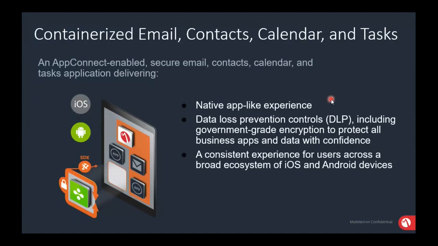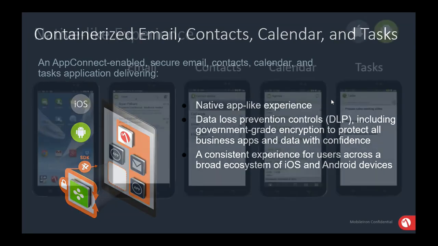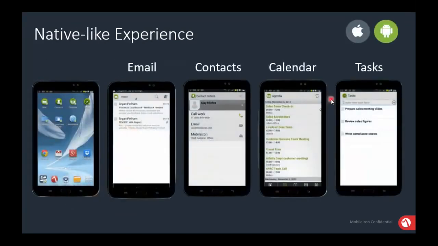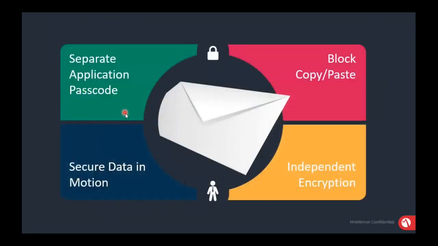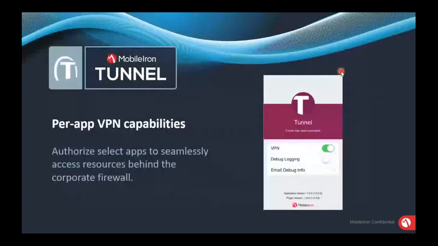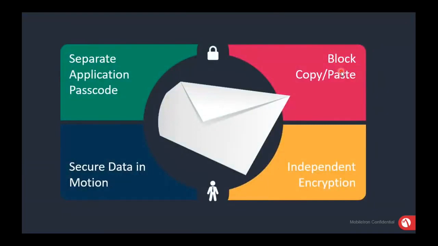Email+ is a secure email application for accessing email. It has a native experience, syncing contacts, calendars, and tasks, and it has the DLP features enabled. This is how it looks on Android. You have email, contacts, calendars, and tasks, and a separate application passcode like any other AppConnect app, with independent encryption, and you can block copy and paste. Any attachment opened in Email+ will be opened only in Docs@Work. You can choose to block attachment opening from third-party applications.